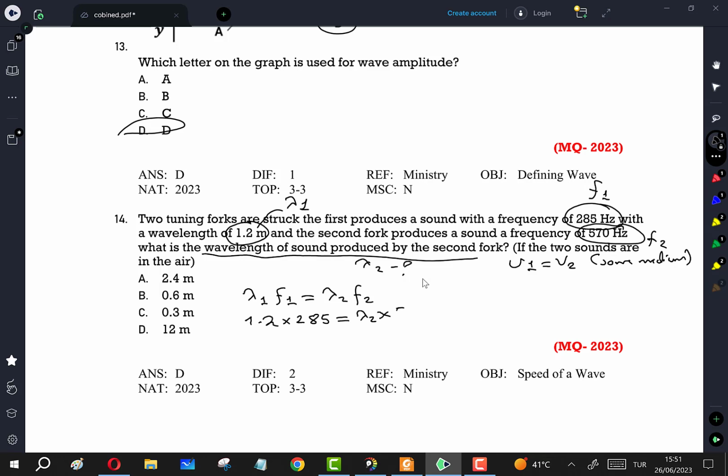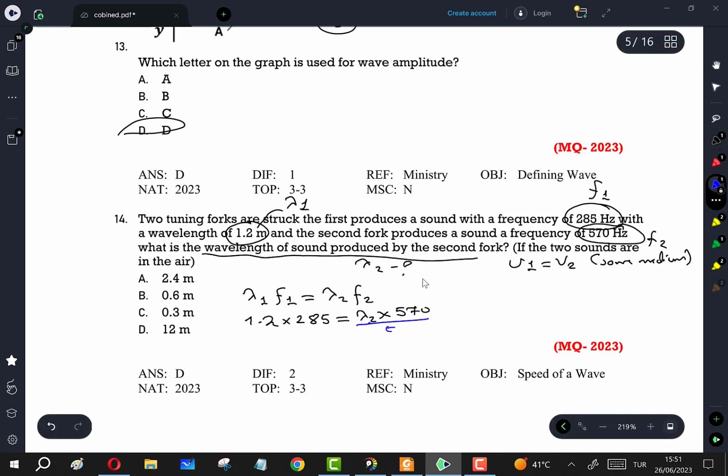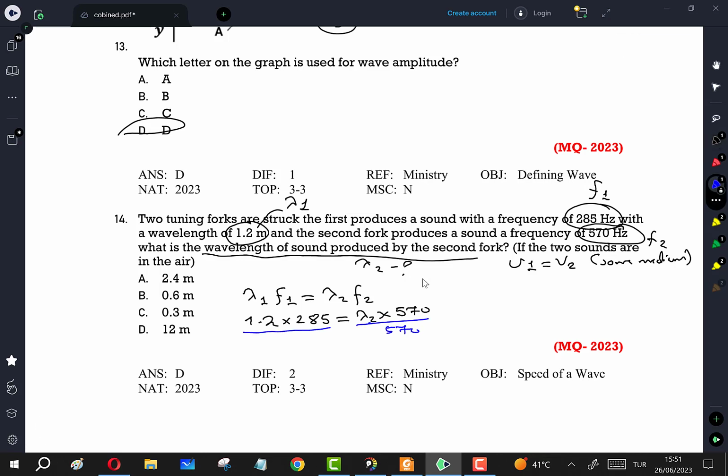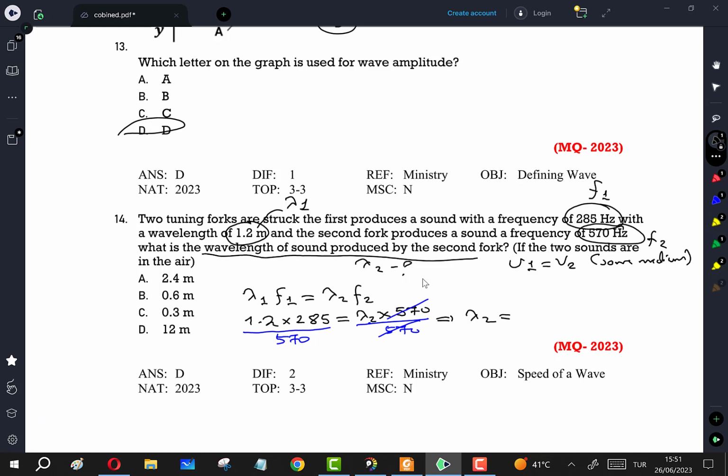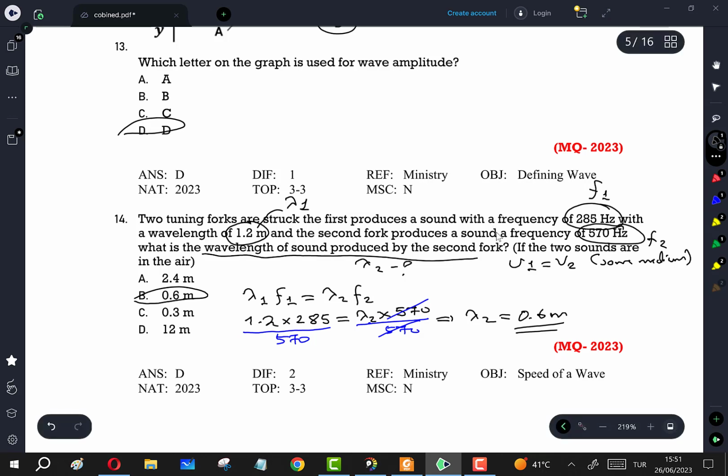F2 is 570. Simplify 570 by dividing both sides, 570. So find the answer. Lambda 2 is going to be, use the calculator, 1.2 times 285 divided by 750, 0.6. 0.6 meters is the wavelength of the second wave. B is the correct choice.